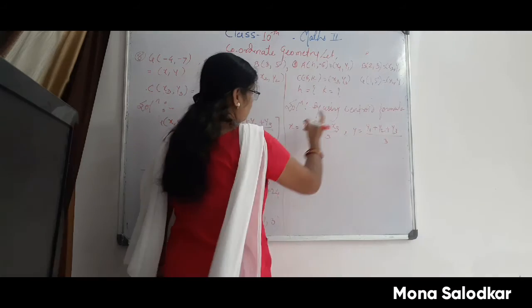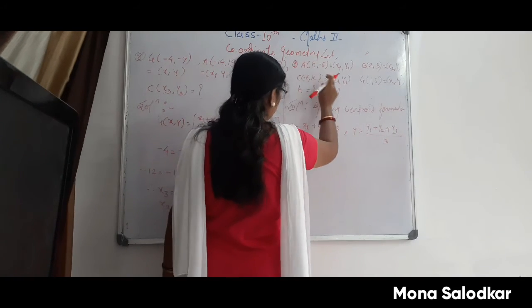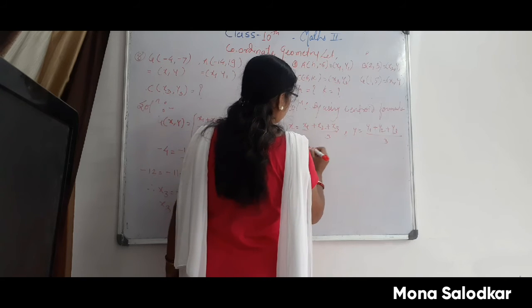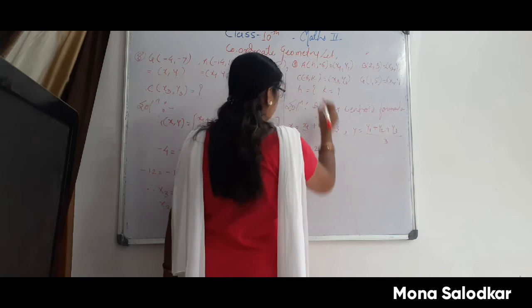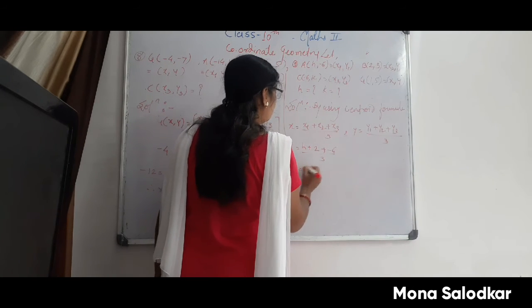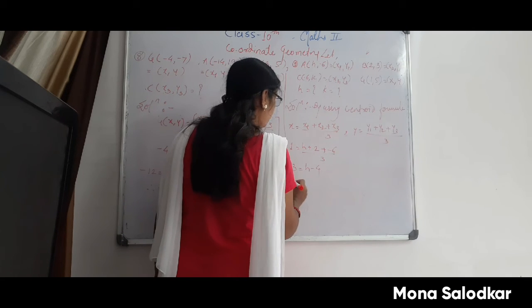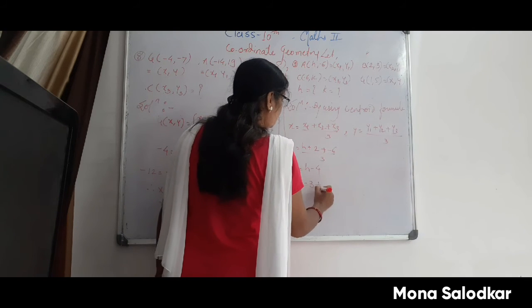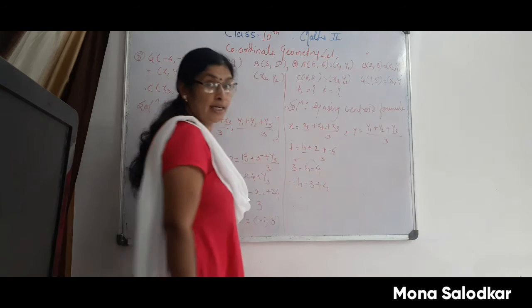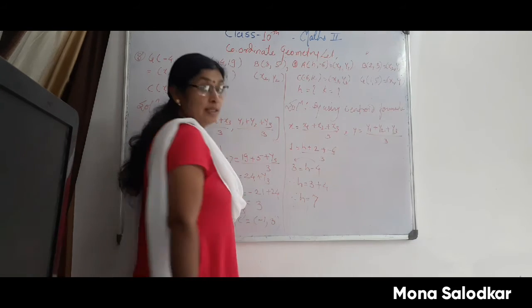Now put the values. What is x? x is 1. x1 is h, x2 is 2, x3 is minus 6, upon 3. Cross multiply, 3 ones are 3. 2 minus 6, minus 4. And therefore 3 equals h minus 4. Take 4 to the left side. So you get 3 plus 4, and therefore h is equal to 7.